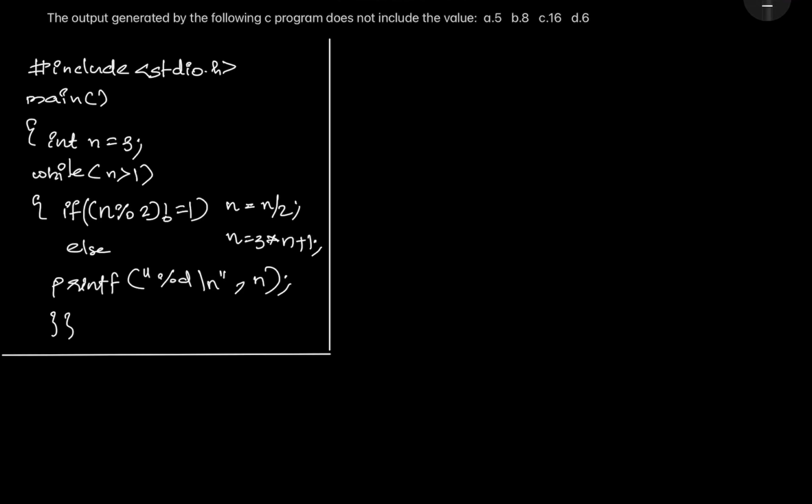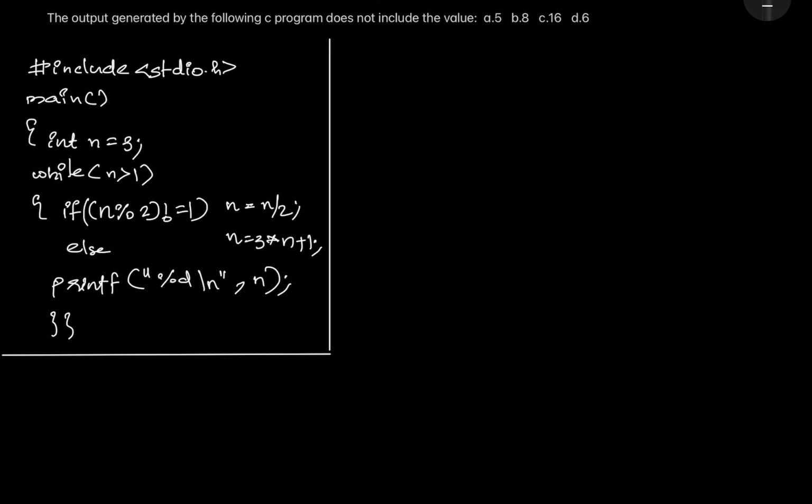Hi all, today we are going to discuss a previous year question which was asked in the HSST Computer Science 2012 exam. The output generated by the following C program does not include the value A5, B8, C16, D6. Just go through the program and try it on your own. If you know the C program, just try to answer on your own, and let me explain.